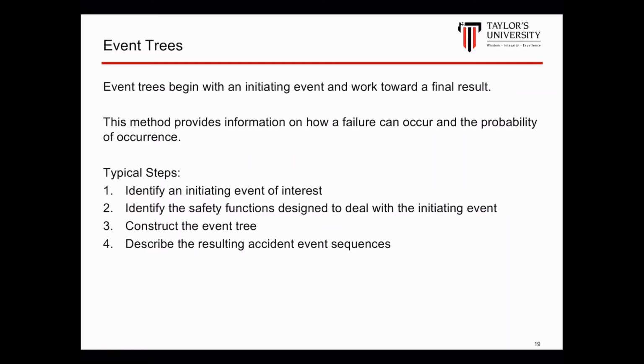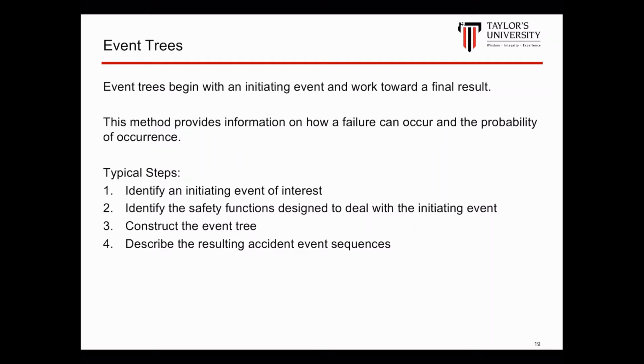An event tree is a standard, common risk assessment tool that we use to evaluate the possibility of a failure rate. Event trees normally begin with an initiating event, and then we work towards a final result. This approach is sort of inductive. The method provides information on how a failure can occur and the probability of the occurrence.